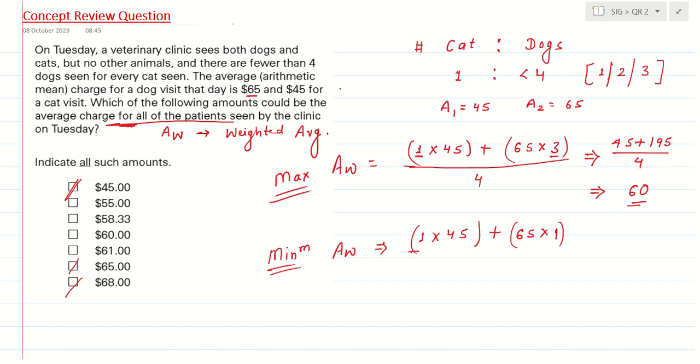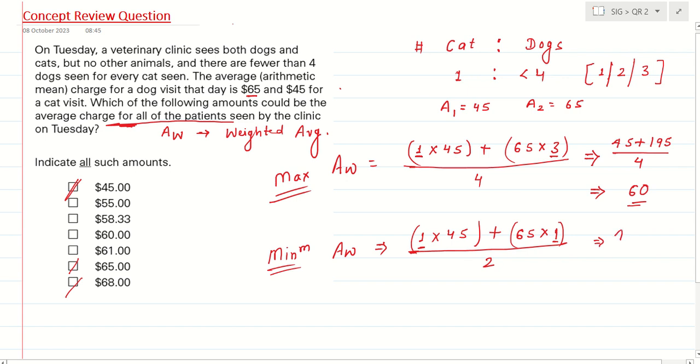How to find the minimum? Put the number of dogs as 1 only. I know the average for the cat is 45, and 65 is the average for the dogs. So the minimum number of dogs I can put here is 1. Divide by 2, 1 plus 1, total number of elements. So I'll get 45 plus 65 divided by 2. 45 plus 65 together is 110. Divide by 2, 55. Correct? So this is the minimum.